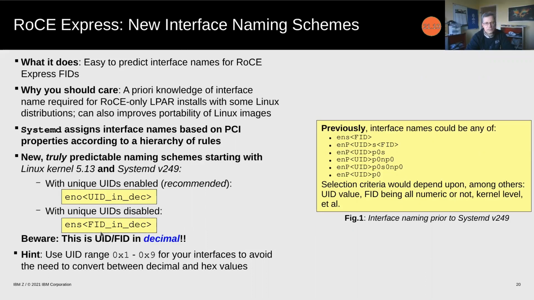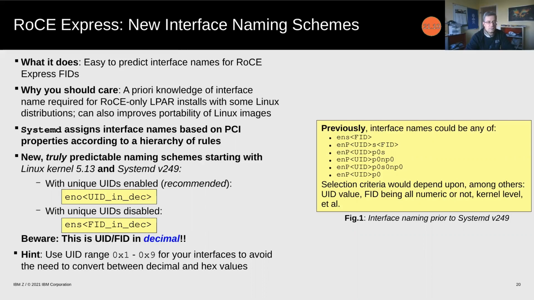Now, why is this important? This is especially important in case you're trying to install a new Linux instance and you need to know upfront what your interface name will be, in case you're installing first Linux on a box which does not carry any networking card other than RoCE Express adapters. So that's where this becomes really important.